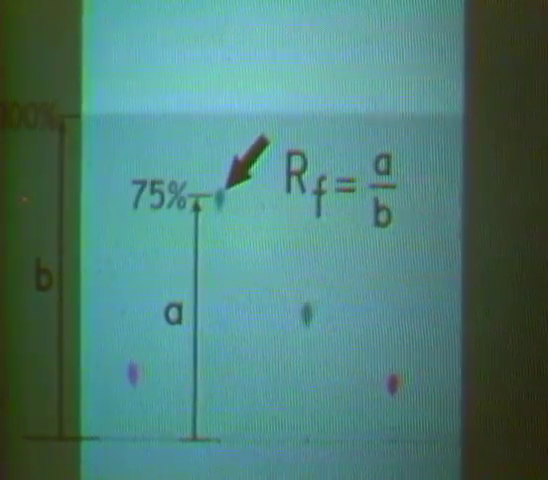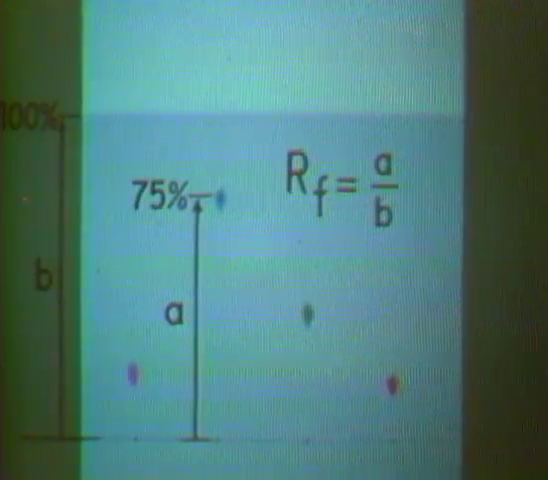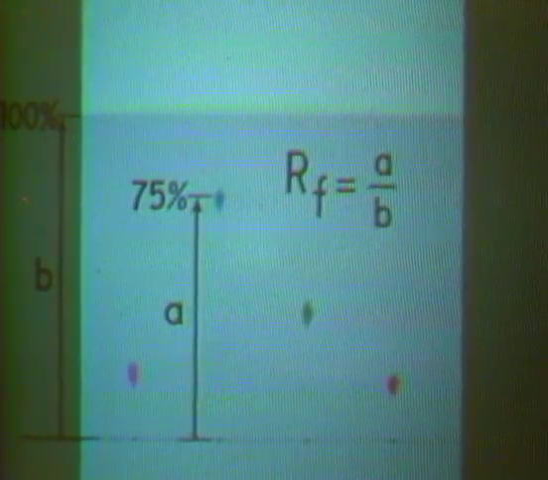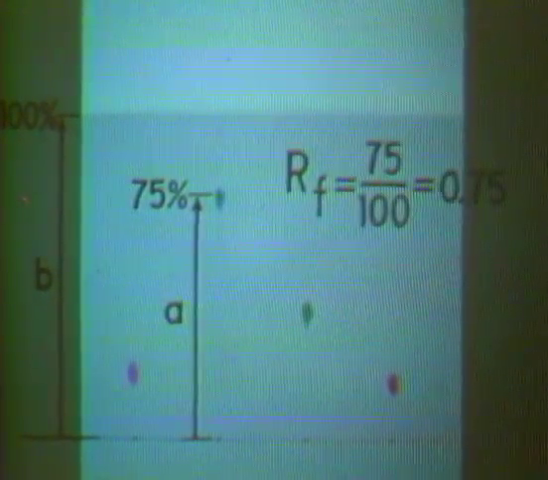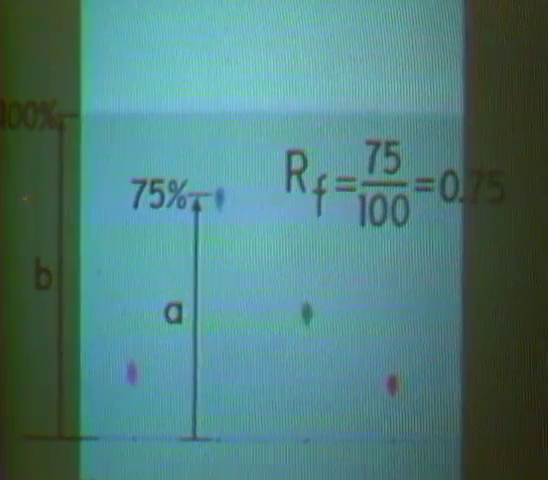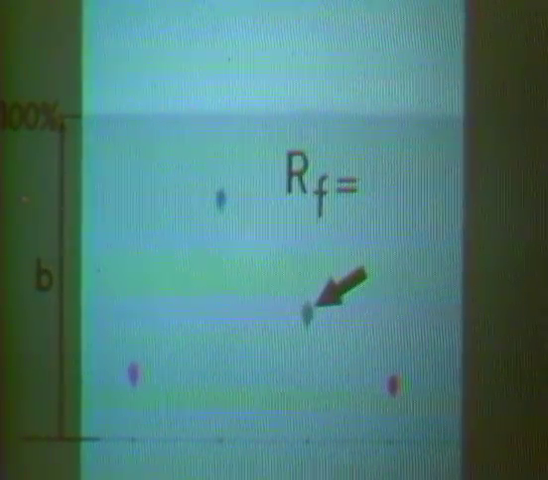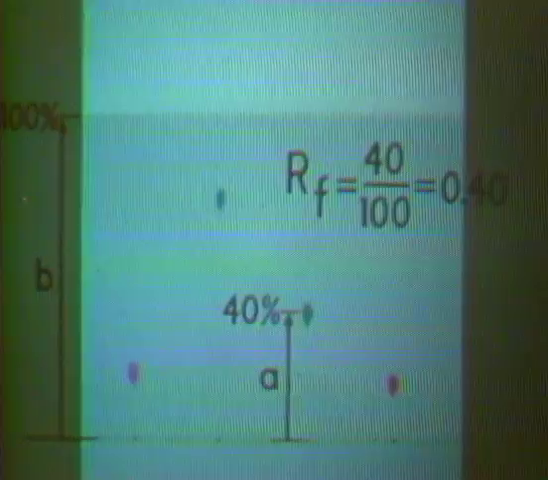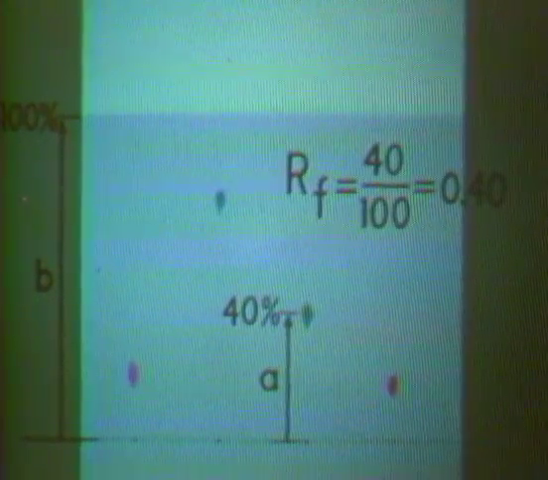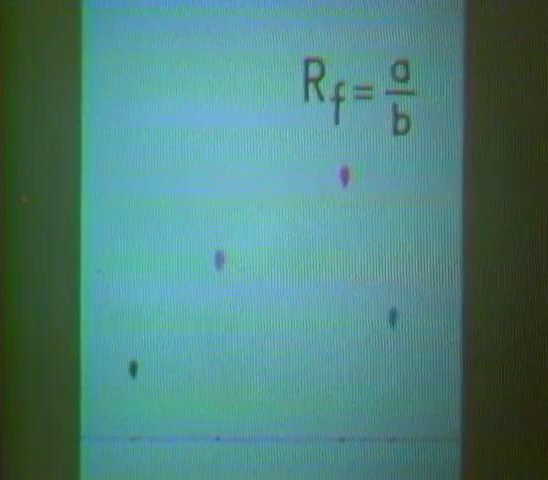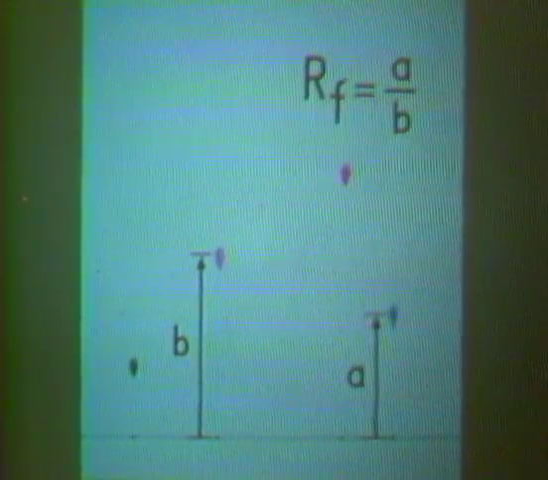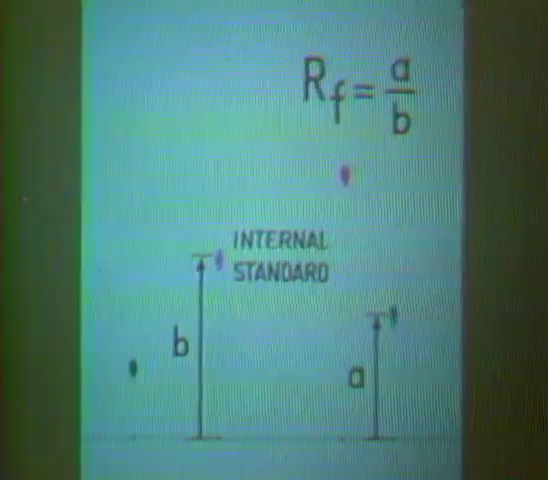This spot has moved 75% of the distance moved by the mobile phase front, so its RF is 0.75. For this one, RF is 0.40. If the component moves so slowly that the solvent moves off the stationary bed, RF values are calculated relative to an internal standard.